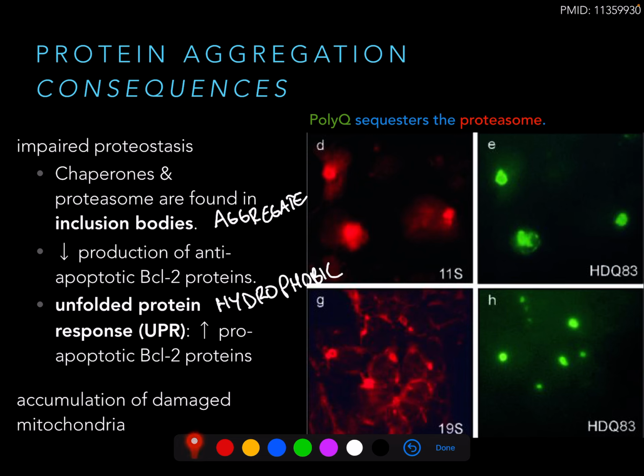So if the cell finds that proteins are exposing an awful lot of hydrophobic amino acids, either because there are mutations in chaperones, so we're not folding up properly, or because we have some pathological protein present, the cell then triggers the unfolded protein response, which increases the expression of pro-apoptotic BCL2 proteins. And obviously, that'll kill you.